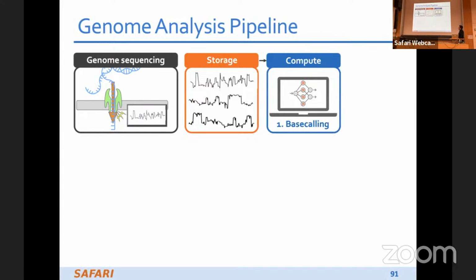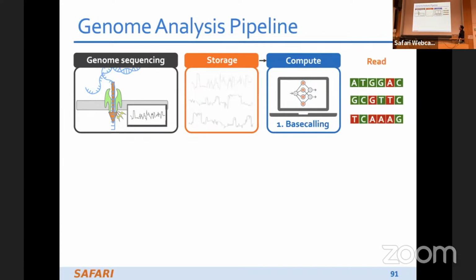But then next, you move this data to do some computation, specifically to translate these electrical signals into ACGTs using costly, complex operations, maybe deep neural networks. So this is basically step by step what you do so that you can translate these electrical signals into the basecalled sequences. But then you store them.